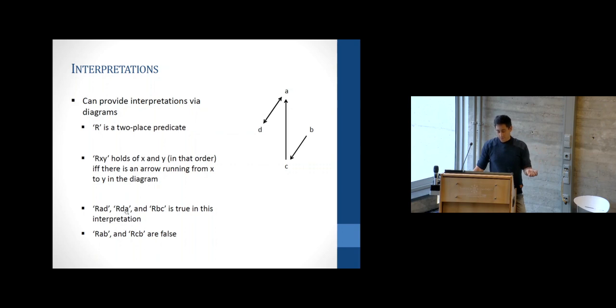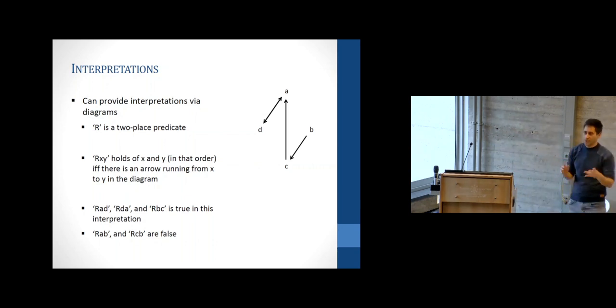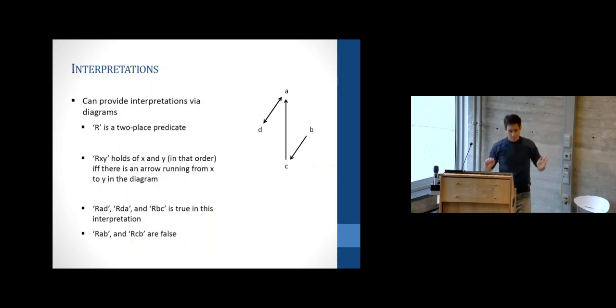RAD, RDA, and RBC are all going to be true under this interpretation. These are atomic sentences, and they're true in this interpretation. But RAB is going to be false. Why? I'm looking at RAB: is A related to B? No, there's no arrow, therefore it's false. So the arrows represent the relationship. The arrow is a very abstract way to represent things like friendship, love triangles, who is taller than who, whatever you want.